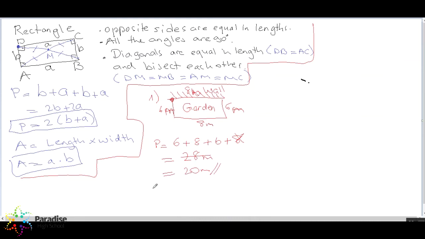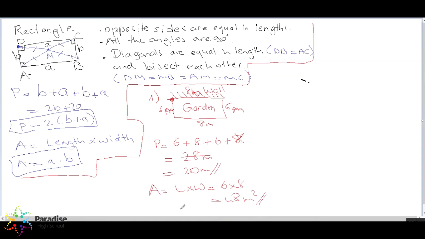Now what is the area of his garden? Area of his garden is equal to length times width. So that's going to be 8 times 6. 6 times 8. That's going to be 48 meters square. So that's the area of his garden.